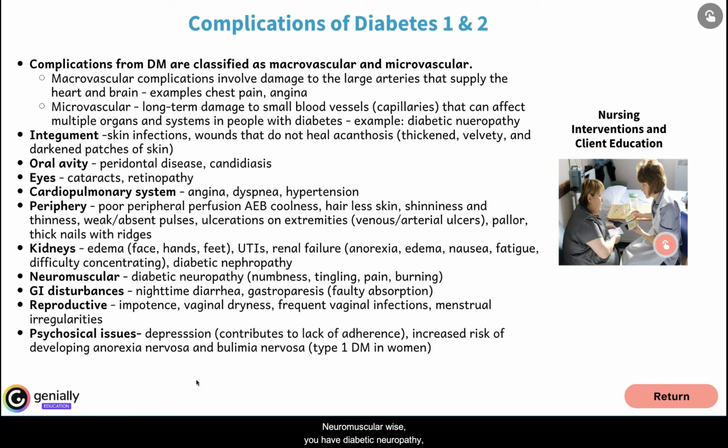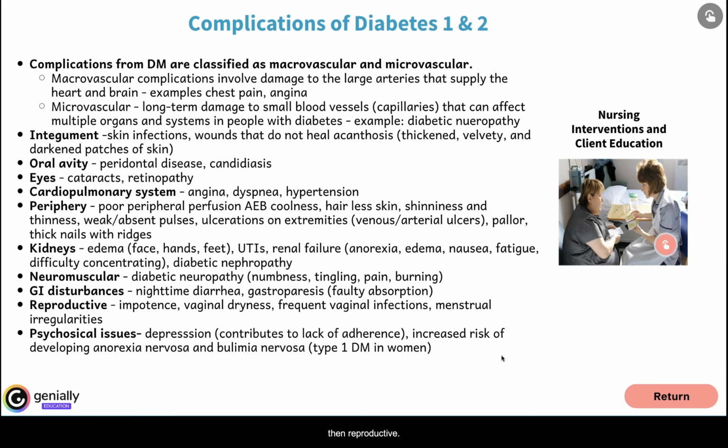Neuromuscular wise, you have diabetic neuropathy: numbness and tingling and pain and burning sensation in your fingers and toes. Diabetic neuropathy is very common in people with uncontrolled diabetes. Remember that: numbness, tingling, pain, and burning. GI disturbances, you have nighttime diarrhea, gastroparesis.